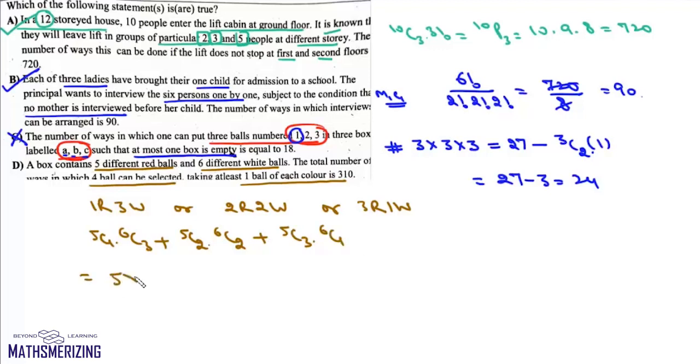Now this is 5. Now 6C3 is 20, plus 5C2 is 10, 6C2 is 15, 5C3 is 10 and 6C1 is 6. So it will be 100 plus 150 plus 60, and that is nothing but 310. So that means this option D is correct. So the correct options are A, B and D.